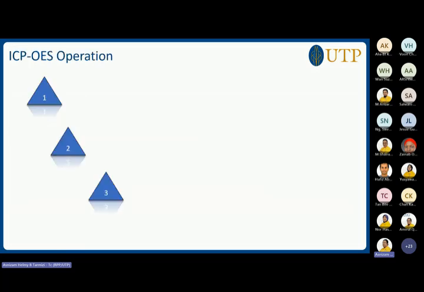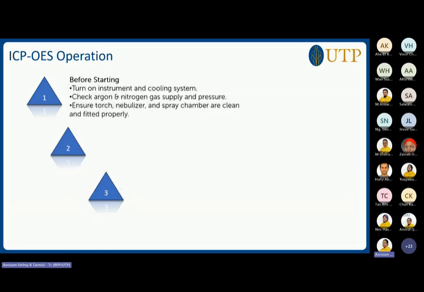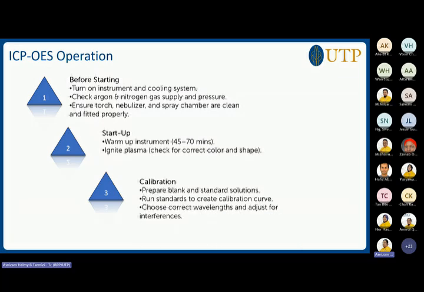Okay. ICP OES operation. Before starting, turn on the instrument and cooling system, check argon and nitrogen gas supply and pressure, ensure torch, nebulizer, and spray chamber are clean and fitted properly. Step 2, warm up the instrument 40 to 70 minutes, ignite the plasma, check the correct color and shape.